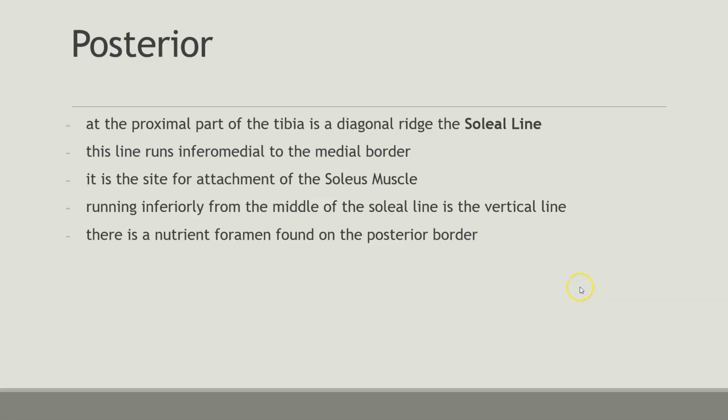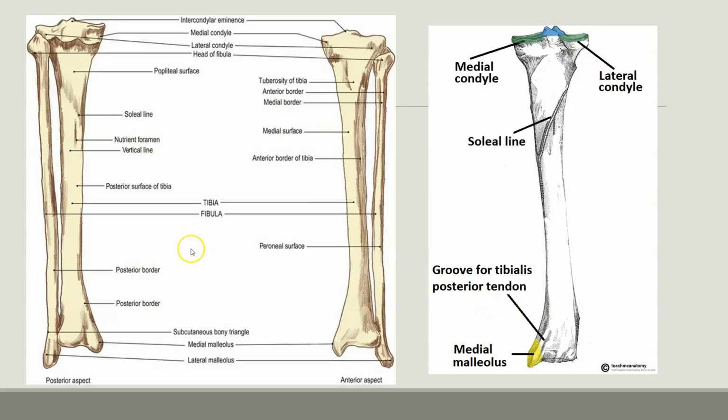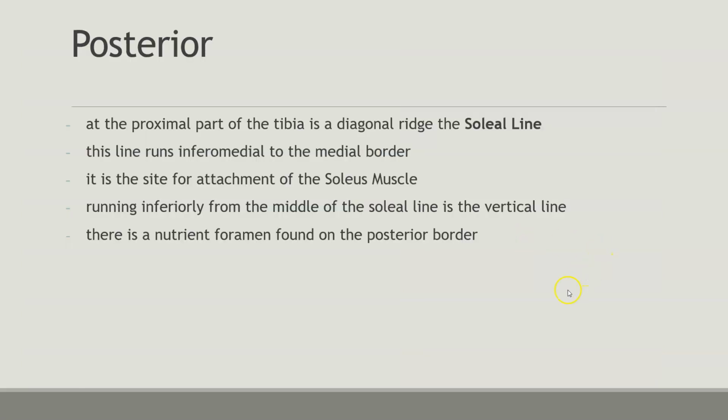Running inferiorly from the middle of the soleal line is called the vertical line, and we can see the vertical line running here, and it's sort of a little line that runs down here like this. And that vertical line is another attachment we'll get back to a bit later.